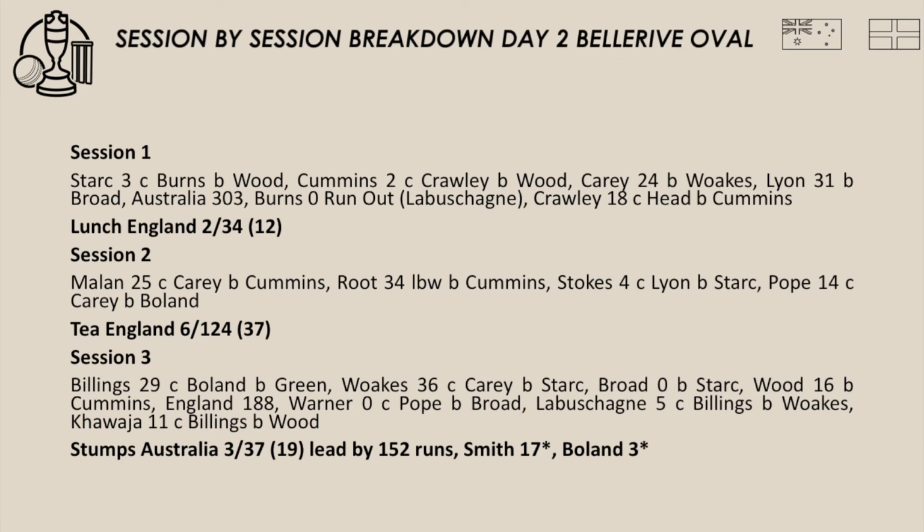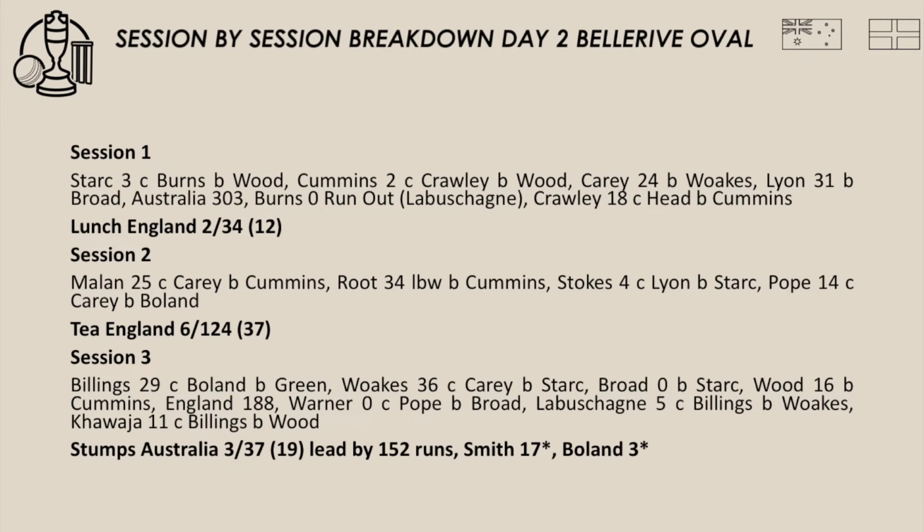Let's have a look at the session-by-session breakdown of Day 2 of the 5th Ashes Test from Bellerive Oval. In the first session of play, we saw Mitchell Starc become the first Australian wicket of the day. He was gone for 3, caught by Burns, bowled by Wood. And soon after, the captain followed him. Cummins for 2, caught Crawley, bowled Wood. Then Carey for 24, bowled by Wokes. And Nathan Lyon was the last Australian batsman to be dismissed. He was gone for 31, bowled by Stuart Broad.